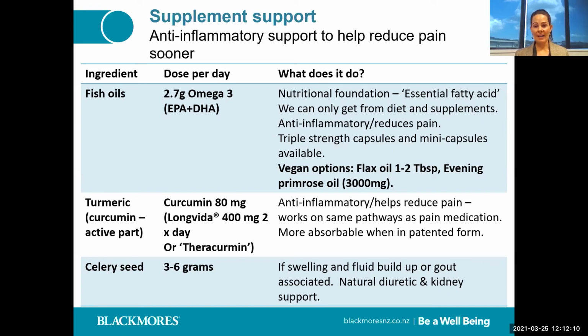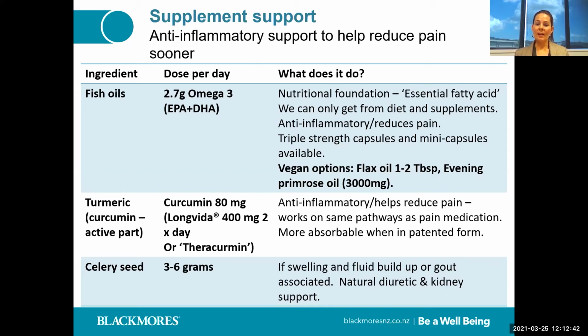Turmeric is also a great anti-inflammatory herb. The active part of turmeric is curcumin, and that's what all the scientific studies are around to help reduce inflammation. Turmeric is not very absorbable when taken off the shelf, but if it's in a form such as Longvida or Theracumin, then this helps with absorption due to that being bound to fat or having nanoparticles that are really tiny so they get in the cell faster. And these work on the same pathways as pain medication, and they're very anti-inflammatory.